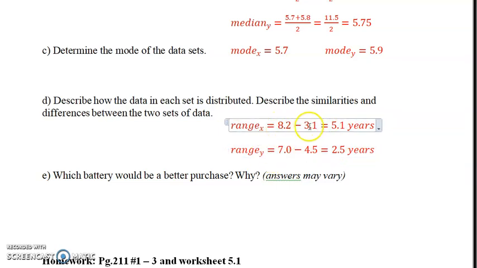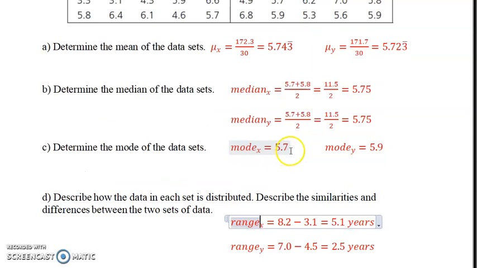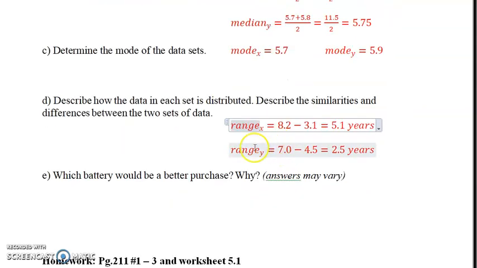Like the 30 TVs for brand X seem to be, you know, you might get a TV, or sorry, a battery that's going to last a little longer, but here it seems to be more of a consistency among the ranges, where yeah, you might get 8.2, but you could get lows of 3 years out of the battery, right? 3.1, where here it's pretty close to between 7 and 4.5, right?